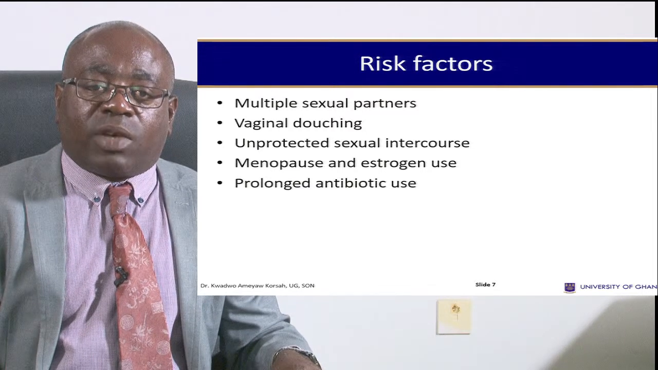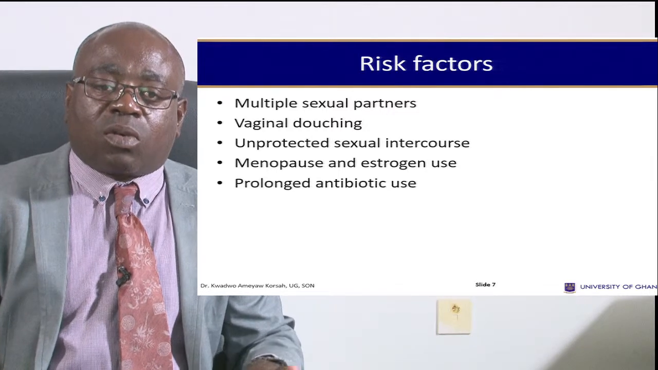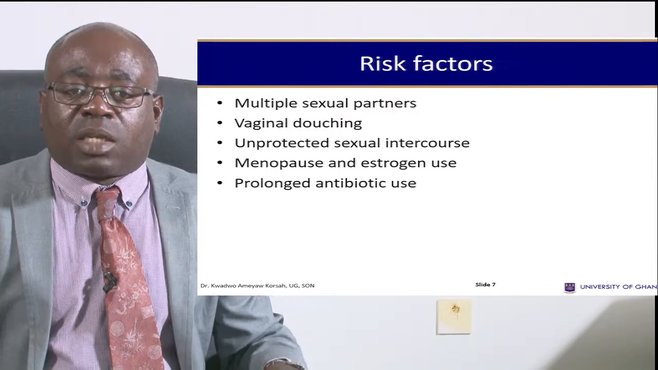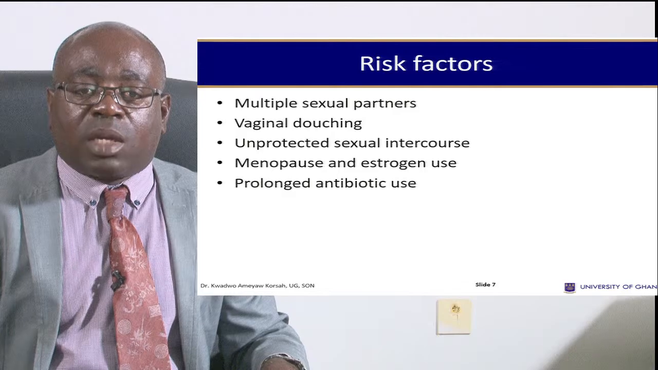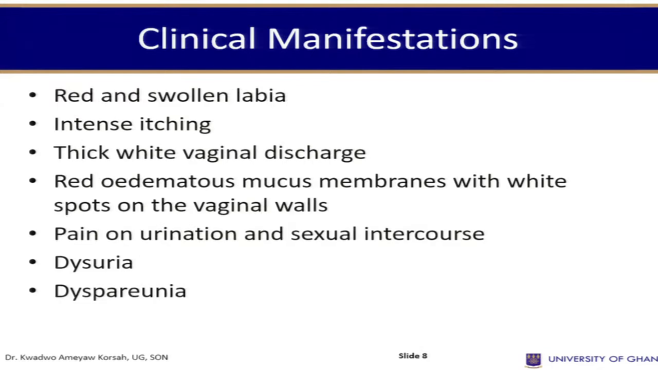And the risk factors: those with multiple sexual partners are likely to get this condition, and then vaginal douching, especially the ladies do a lot of this, and then unprotected sexual intercourse, and menopause, and estrogen use, and then prolonged antibiotic use, which will kill the normal flora around this area and then give rise to attack by other microorganisms.